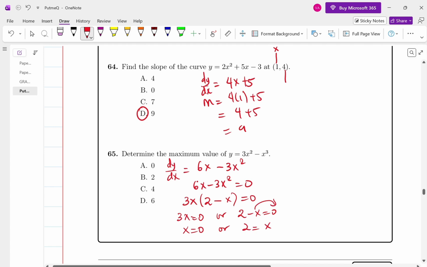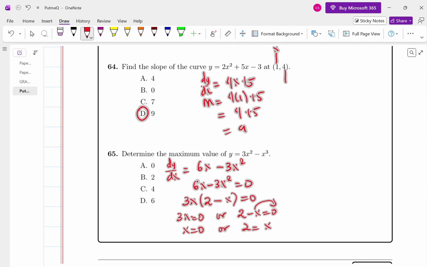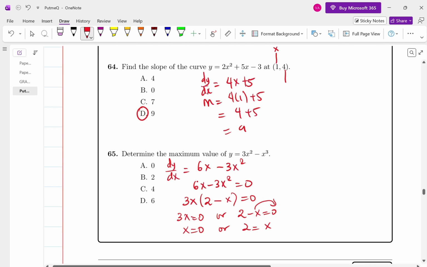Now the thing is this: one of these will be for the maximum and one of these will be for the minimum. So one is for max, one is for minimum. Ideally, there's a test for this, a way to know which of the x values would be for the minimum and which would be for the maximum.